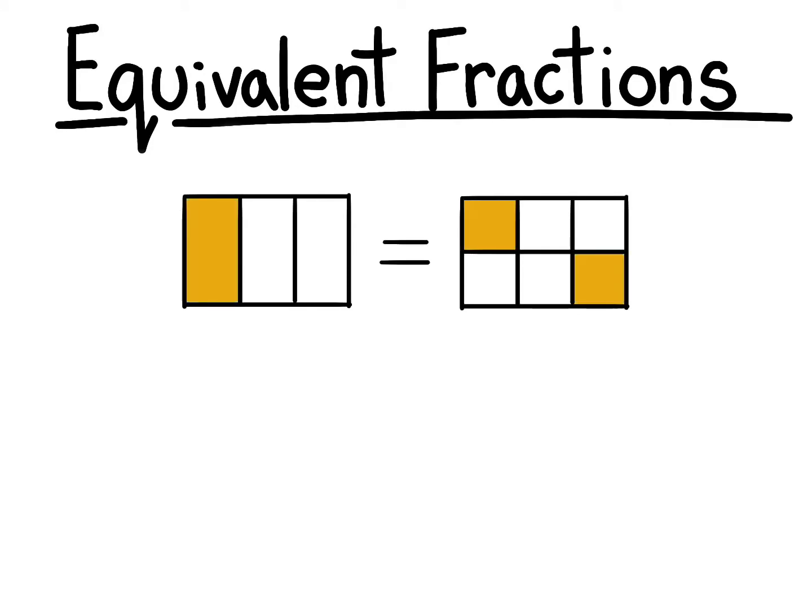Let's take another example. These shapes are the same size and both represent one whole. But the shapes aren't broken into the same amount of parts. The shape on the left has only one shaded part of 3. The shape on the right has 2 shaded parts of 6.